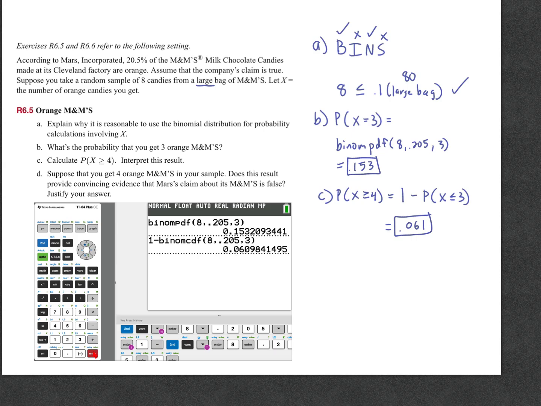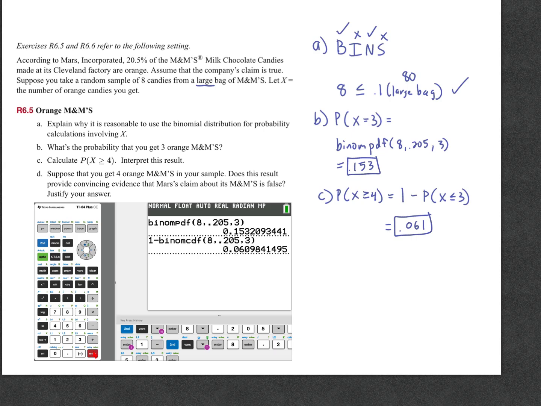And then D. Suppose that you get 4 orange M&Ms in your sample. Does this result provide convincing evidence that Mars's claim about M&Ms is false? Remember, if we assume the claim is true and we get a sample result that is really unlikely, assuming the claim is true, then that's evidence against it. So we'll test to see. They say in the sample you get 4 orange, so we want to know 4 or more extreme.